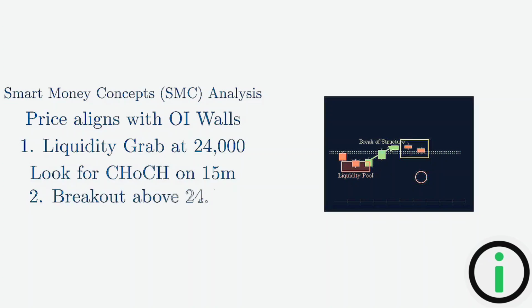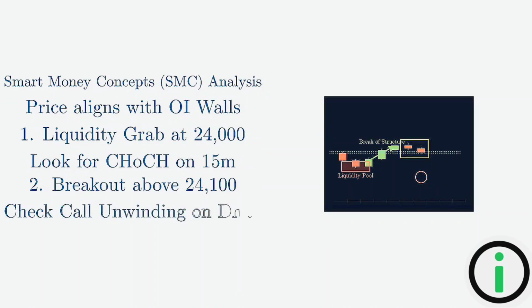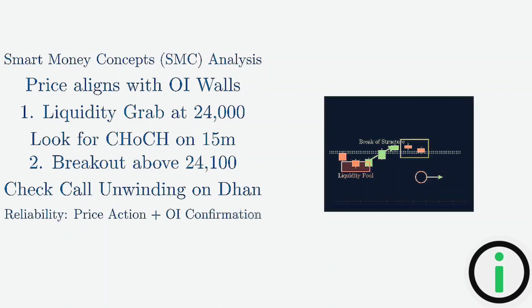Second, if the price grinds above 24,100 and holds, and we see call unwinding continue on the Dhan platform's live analysis, it means the ceiling is being vacated. This could lead to a swift move toward 24,200 or 24,300. Remember, a clean break of the whole range with OI confirmation is much more reliable than price action alone.